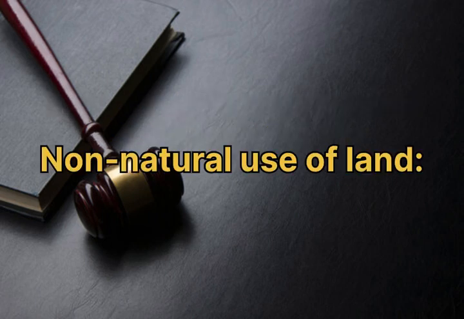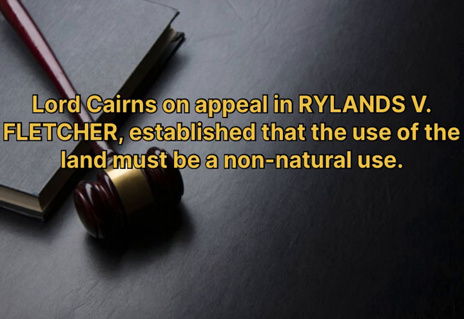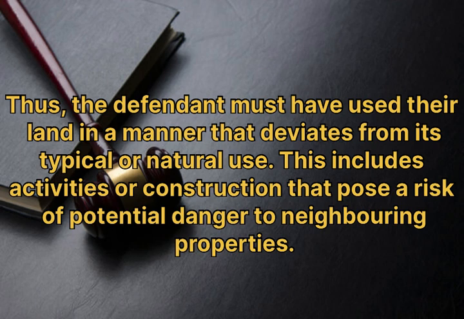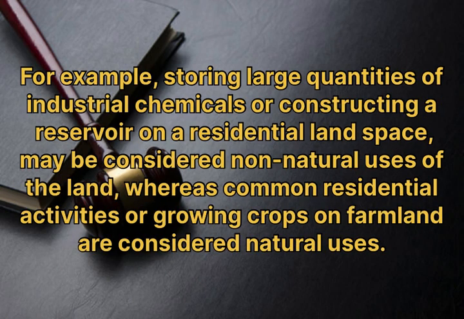Non-natural use of land. Lord Cairns, on appeal in Rylands and Fletcher, established that the use of land must be an unnatural use. That the defendants must have used their land in a manner that deviates from its typical or natural use. This includes activities or construction that pose a risk of potential danger to neighboring properties. For example, storing large quantities of industrial chemicals or constructing a reservoir on a residential land space may be considered non-natural uses of land, whereas common residential activities or growing crops on farmland are considered natural uses.